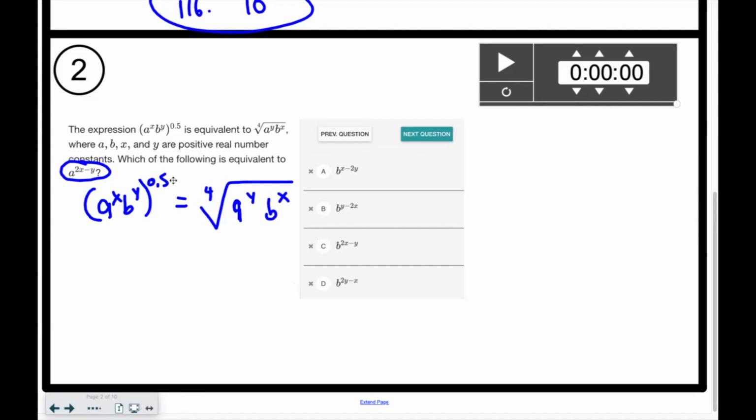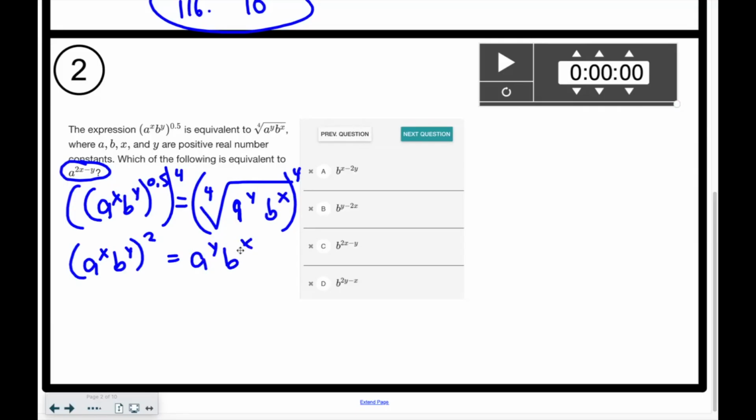So the first logical step would be just raising everything to the fourth power to get rid of this. So over here we get a to the x, b to the y, to the 0.5. When you raise a power to a power, you multiply. So 0.5 times 4 is 2. And then the fourth power and the fourth root cancel, so you're just left with a to the y, b to the x. Then when you raise both of these to the second power, you get a to the 2x, b to the 2y, because again, you're multiplying.